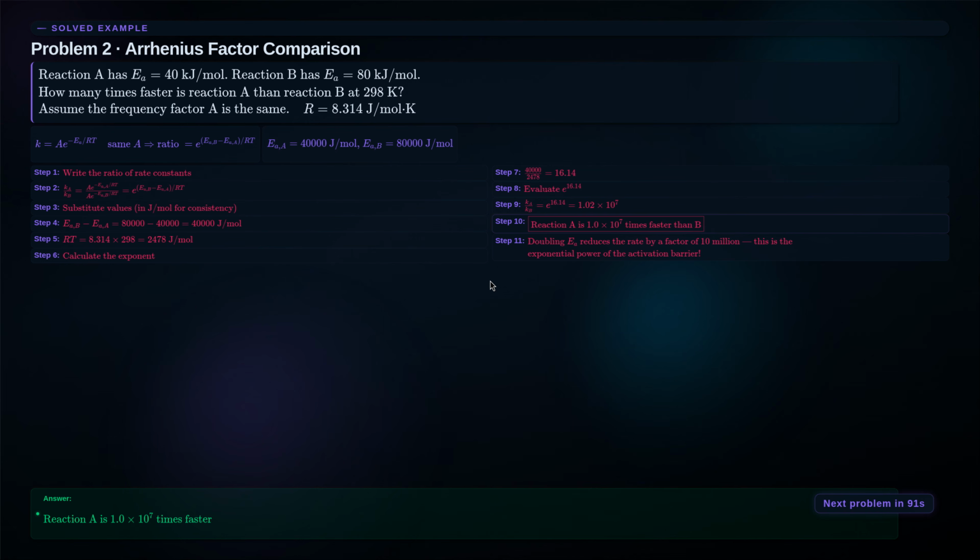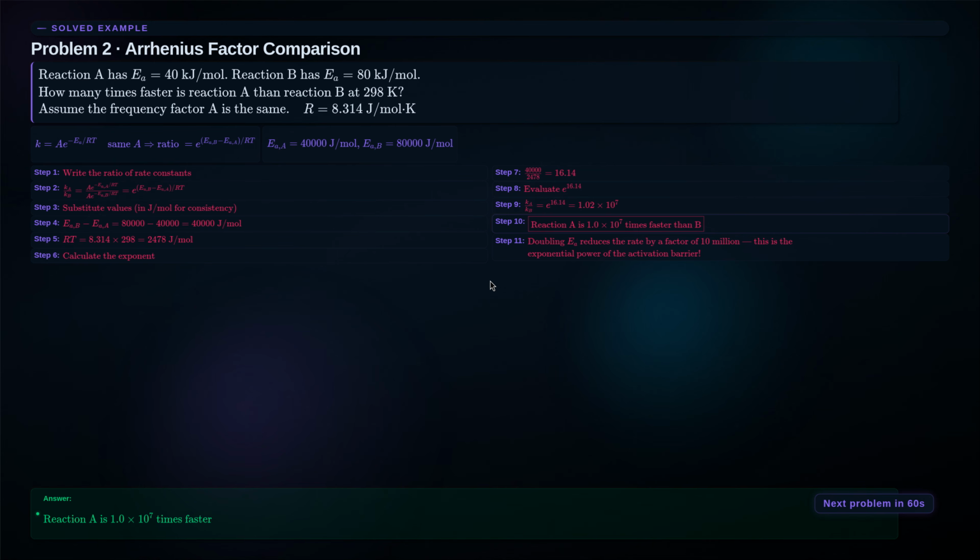The ratio of rate constants is ka over kb equals e to the EB minus EA over RT. EB minus EA equals 80,000 minus 40,000 equals 40,000 joules per mole. RT equals 8.314 times 298 equals 2,478 joules per mole. The exponent is 40,000 over 2,478 equals 16.14.